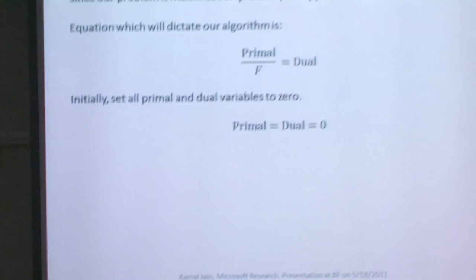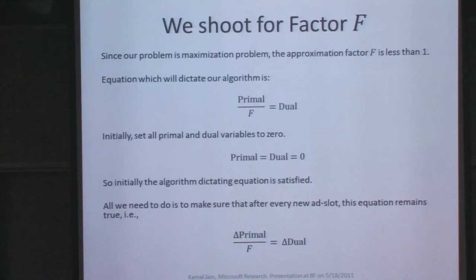So initially, like you said, primal equal to dual equal to zero. So if nothing happened, your performance is whatever you want it to be. It's 100% or whatever you want to call 0 by 0 is anything. And then you just make delta primal over f equal to delta dual all the time. Okay, as long as you can keep making this, you are good.